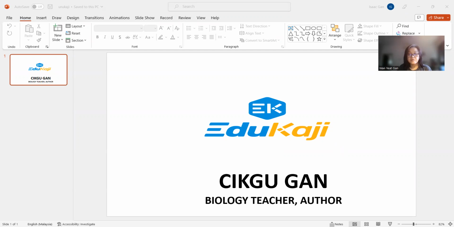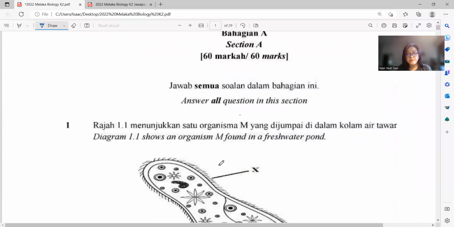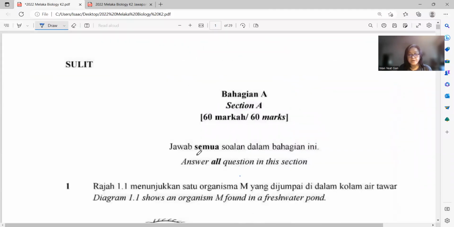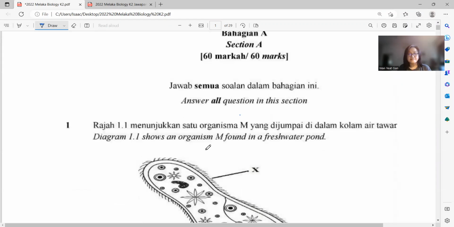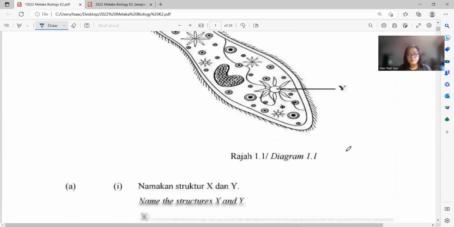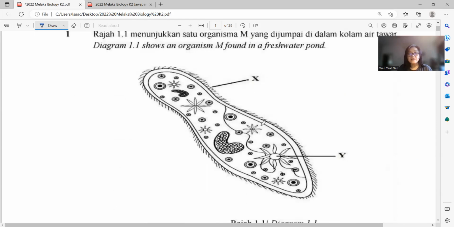Okay, today teacher is going to discuss Melaka trial paper 2022. So let's look at paper 2 today. Right, let's start. Question 1. Diagram 1.1 shows an organism M found in a freshwater pond. Name structure X and Y. Okay, so structure X is cilium.